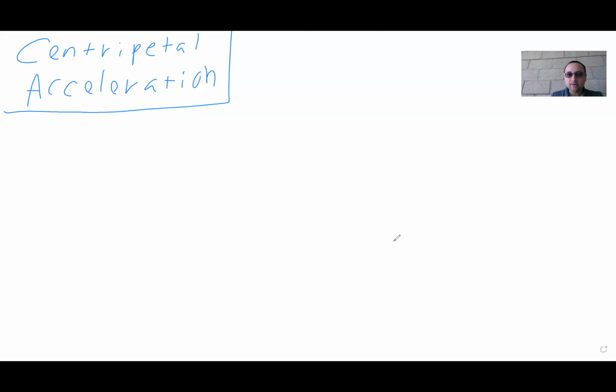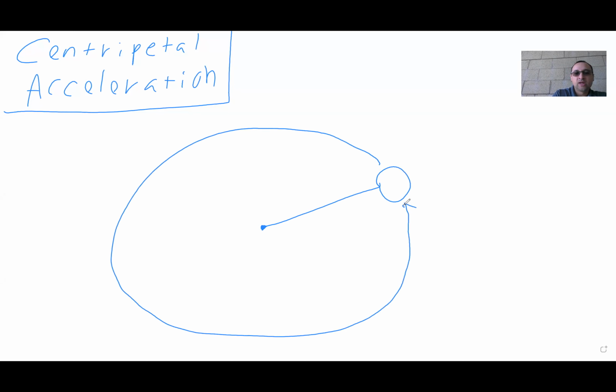Okay, so let's get this all cleared off. And now we're going to talk about centripetal acceleration. So what in the world is centripetal acceleration? Let's say that I'm holding a string, and tied to that string is a tennis ball, okay? And I'm twirling that tennis ball in a circle. And so it's just going around and around and around.